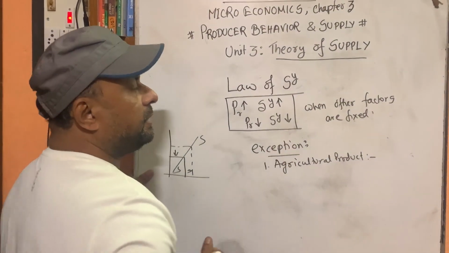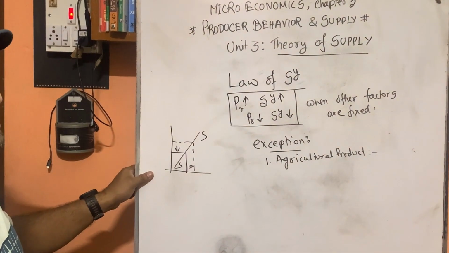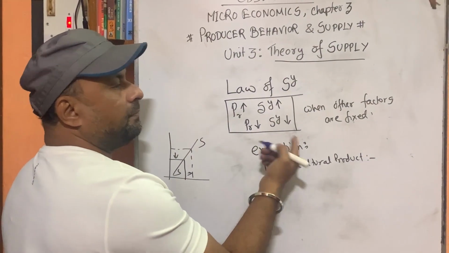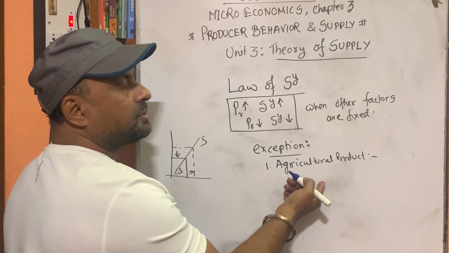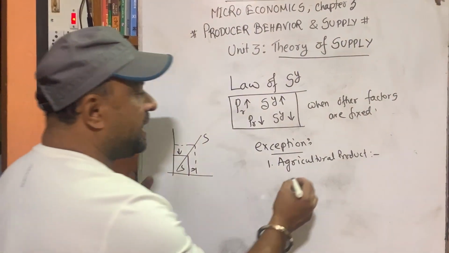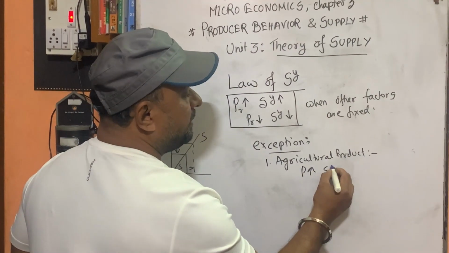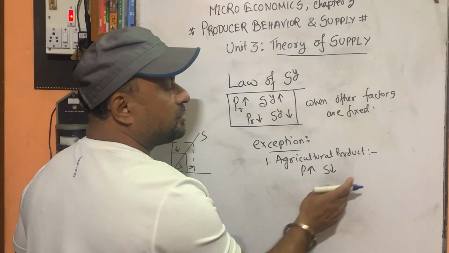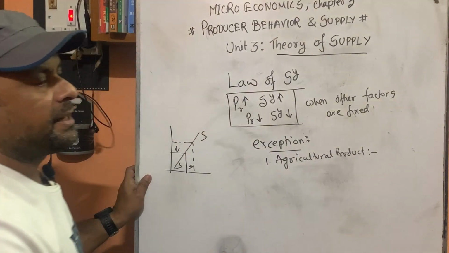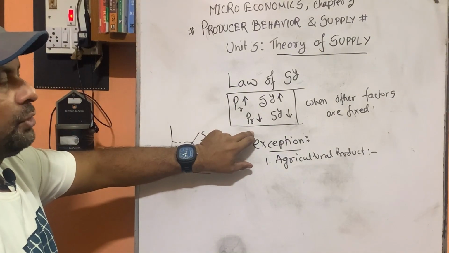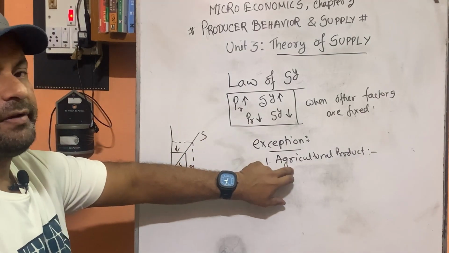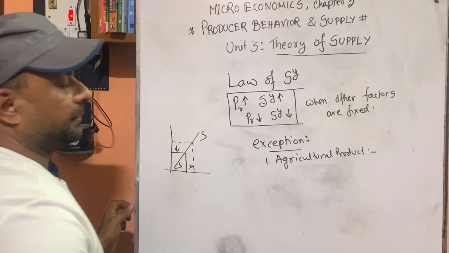Okay. Now, during off season, production may be very less and their price may be more, but production is not possible, because due to off season, production of all the vegetables is not possible. So price may be high, but supply may fall, because production is not possible due to off season. So in agricultural product, the law of supply does not hold, because here price cannot affect the supply. Supply is affected by the monsoon or weather.